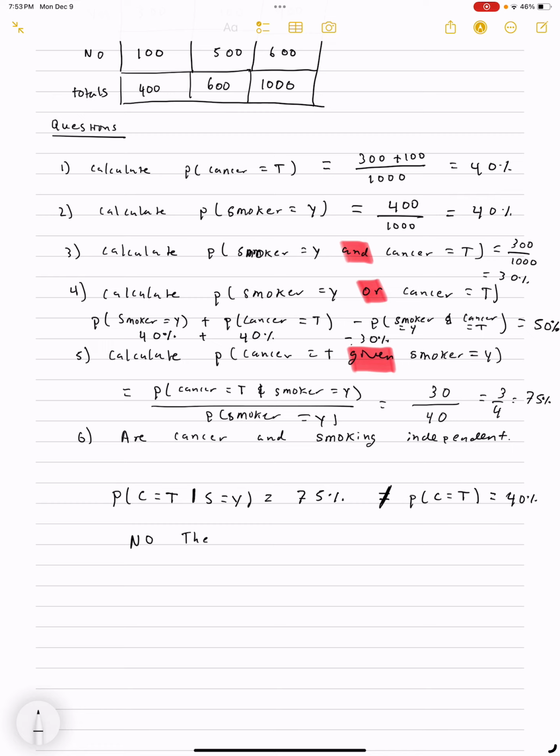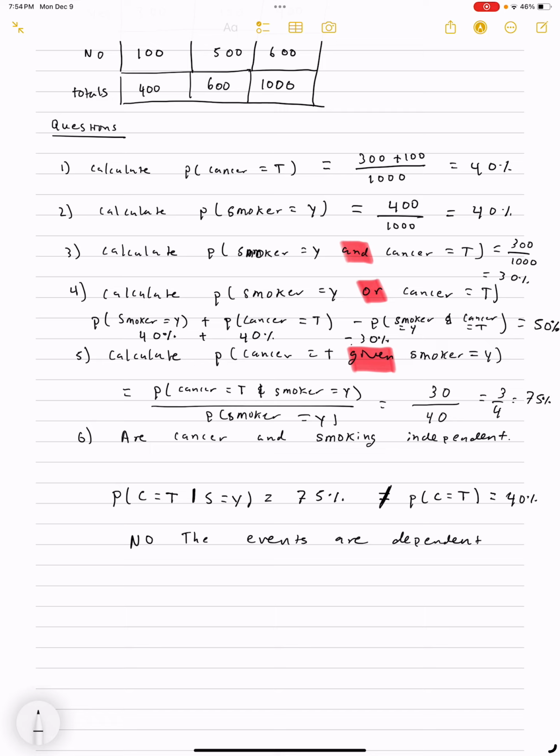The events are dependent. That is, the smoking status affects the probability of cancer. Okay, and that's what it's asking there.